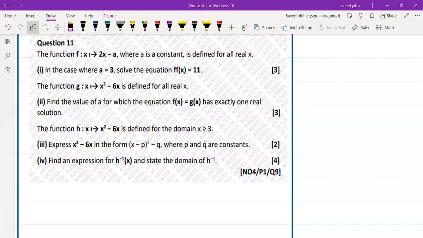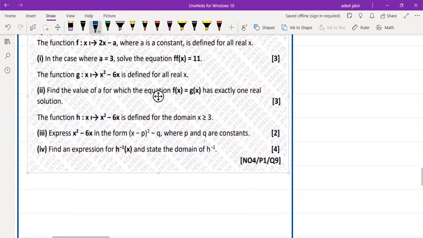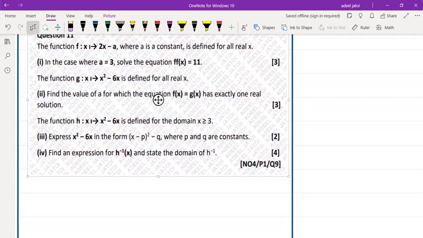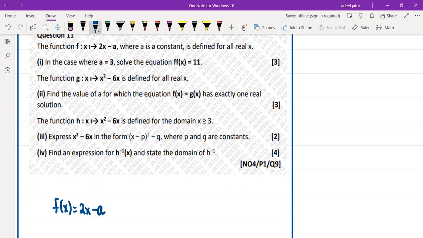This question is from November 2004, paper 1, question number 9, question 11 from the book. The function f(x) clearly states that f(x) is 2x minus a, where a is a constant and defined for all real x. That means obviously x is an element of the real numbers.